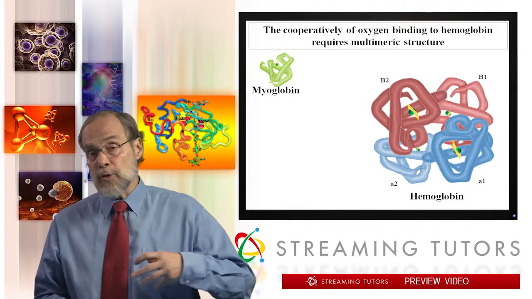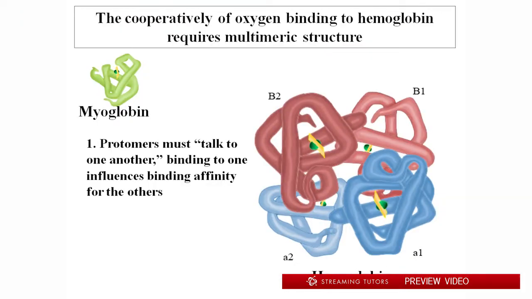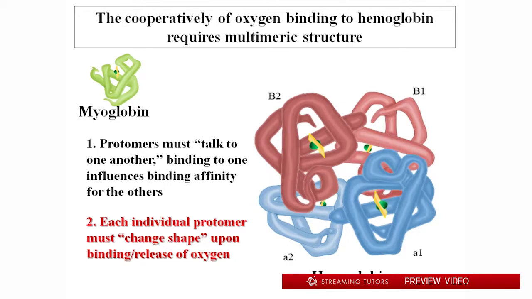So let's look at the two things that together make this cooperativity possible. On the one hand, protomers talk to one another, so that when an event happens at one protomer, the other three protomers in the tetramer know about it. Today we're going to look at the molecular basis of that conversation, if you will, that exchange of information. And an intimately related other thing that's necessary is that the individual protomer must in some way change shape in response to, for example, binding of oxygen in the case of hemoglobin, in order to communicate to the other protomers.